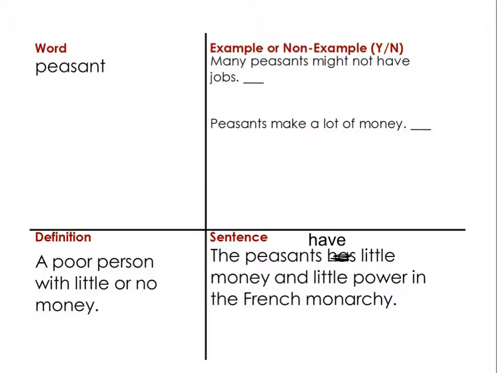Here are 2 example or non-example sentences. Many peasants might not have jobs. Is it an example or non-example? Next, peasants make a lot of money. Is it an example or non-example?